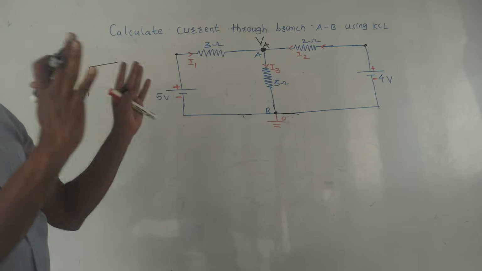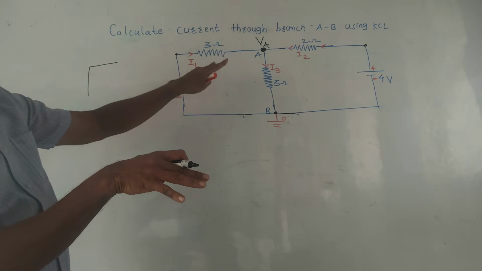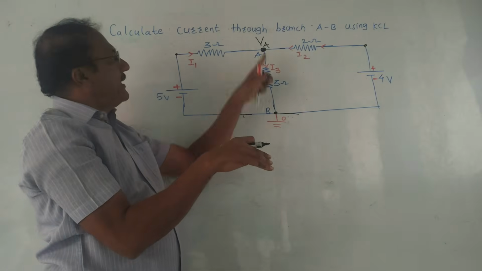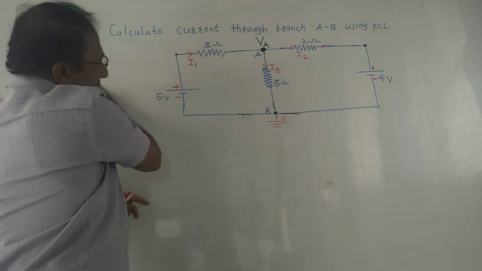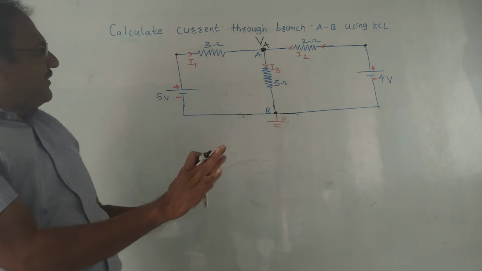This is the first step. What we did, we identified how many nodes there are in the network. So in this network, there is only one node. The bottom line is connected to the ground. This is one more node, but we are taking it as a reference.